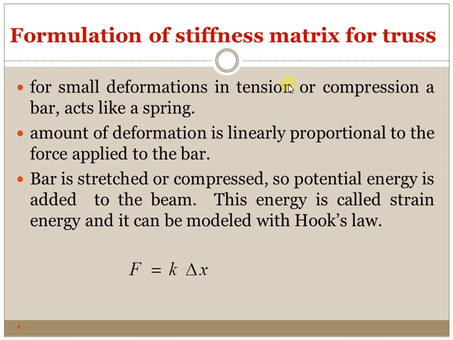For small deformations in tension or compression, a bar acts like a spring. The amount of deformation is linearly proportional to the force applied to the bar, like in Hooke's law, where stress is directly proportional to strain. When the bar is stretched or compressed, potential energy is added to the bar. This energy is called strain energy, and it can be modeled with Hooke's law. By using Hooke's law, we can write force equal to K, the stiffness, times displacement delta x.